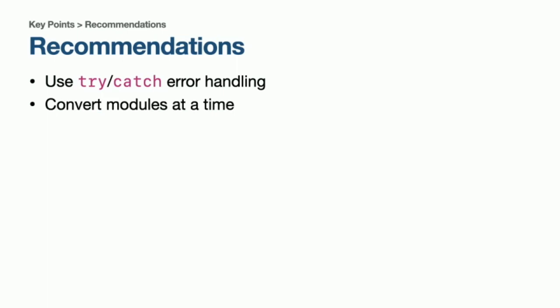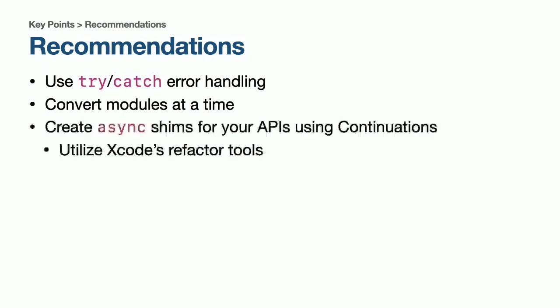When converting over to use async await, it can be infectious. When you just go into one of your modules and change a function to be async, all of a sudden now you always have to call that function from an async context, and you can see how that bubbles up and outward. So my recommendation is to modernize modules at a time and even create shims for your APIs.